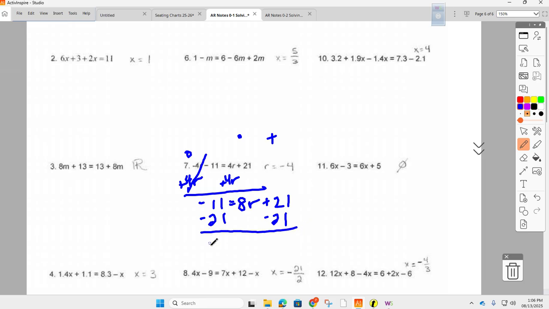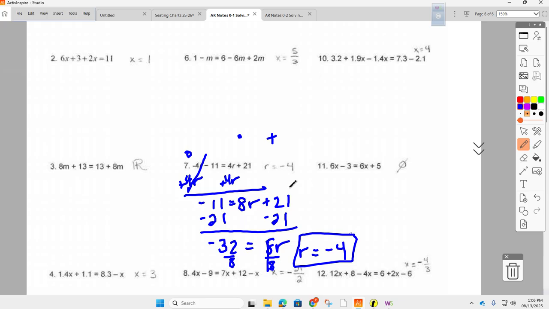And so that's going to be negative 32 equals 8R. So if you did it the way you did it, you would not be moving anything away from the variable, right? You would be adding more stuff to it, and that's what we're trying to not do. So now 8 times R, we're going to undo that multiplication by dividing. So 1R, this is R, negative 32 divided by 8 is negative 4. Anybody else?